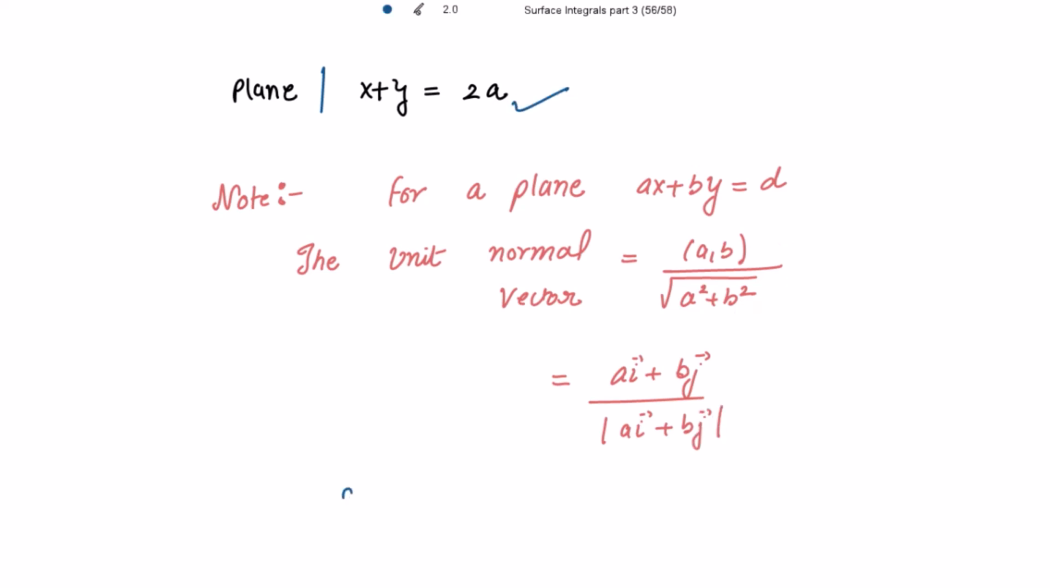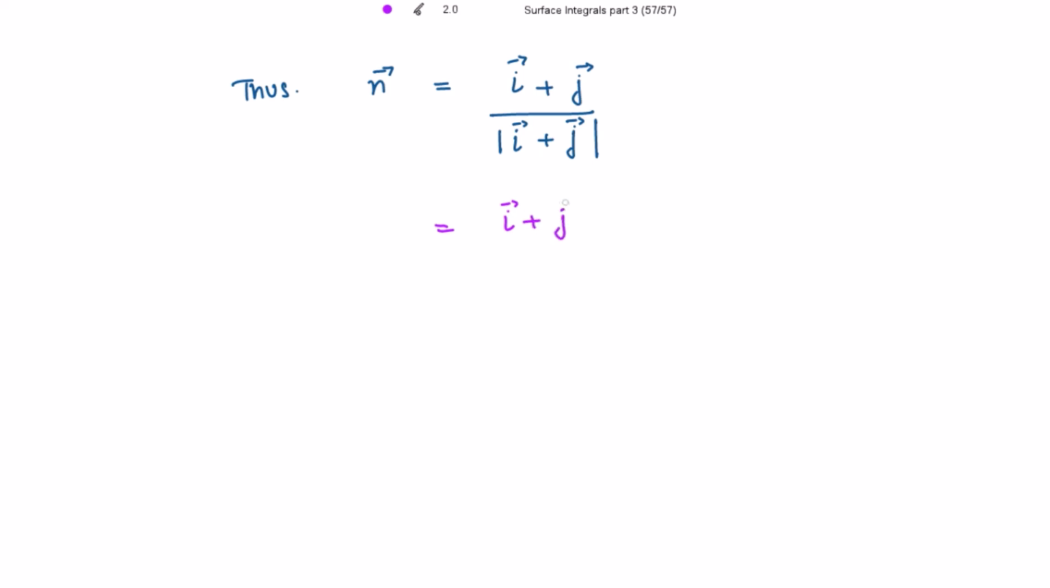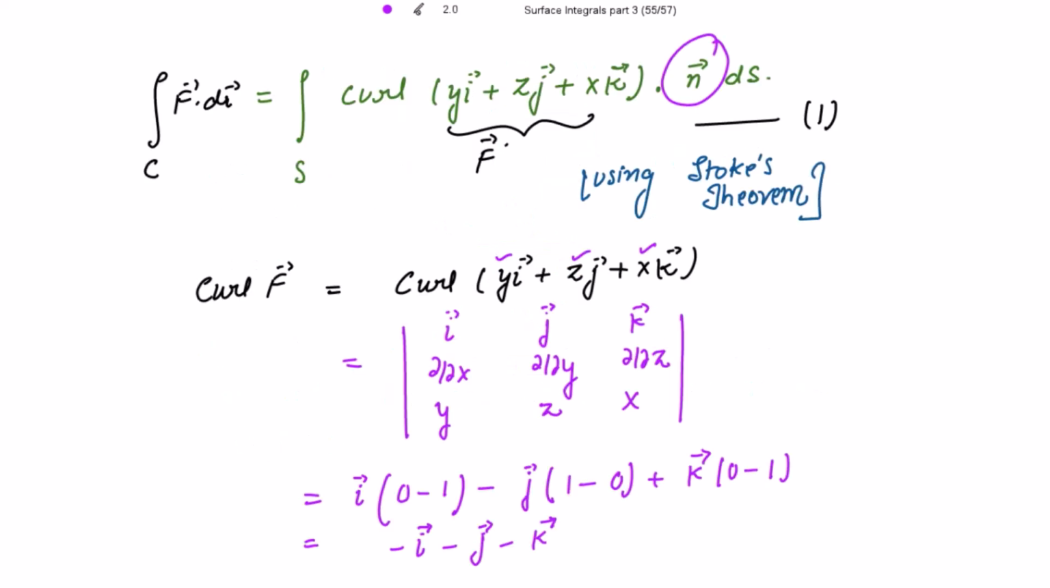So for this plane, we have n vector equal to, yes, coefficient of x is 1, so this is i vector, plus coefficient of y is also 1, so this is j vector, divided by mod of i vector plus j vector. Very fine? Okay. So this is i vector plus j vector, and mod of this is square root of 1 square plus 1 square, that is equal to i vector plus j vector divided by square root 2. Right?